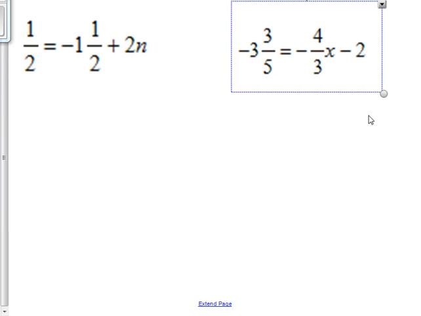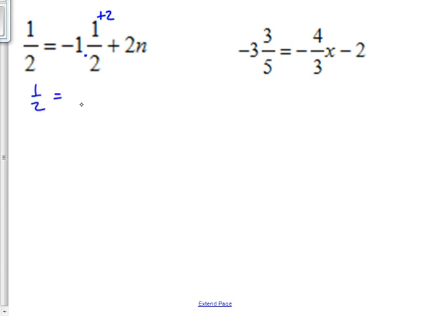All right, so this next problem here, we need to, again, convert all mixed numbers to improper fractions. So 1 times 2 is 2. Go ahead and add that. Then it looks like we're good the rest of the way. So we'll go with 1/2 is equal to negative 3/2. That already has a common denominator, so that's good. And then we go plus 2n.